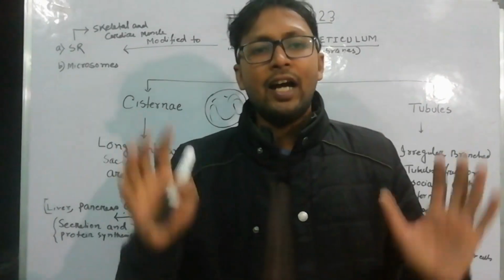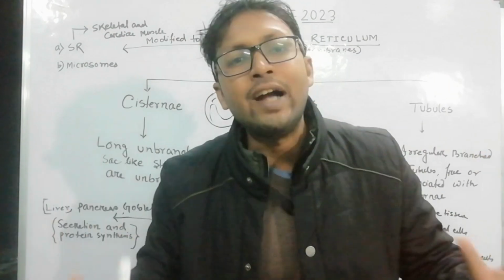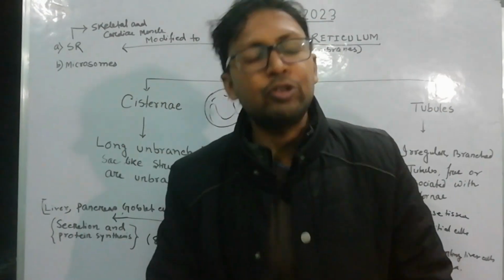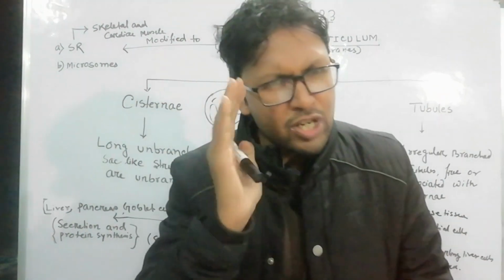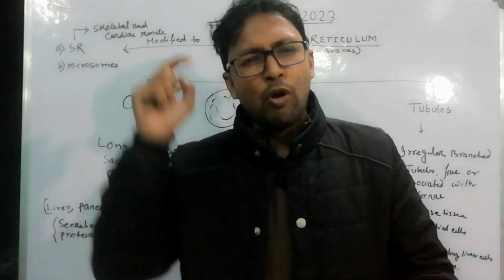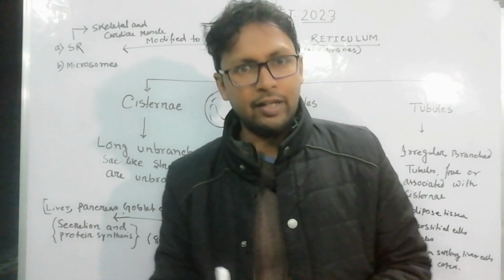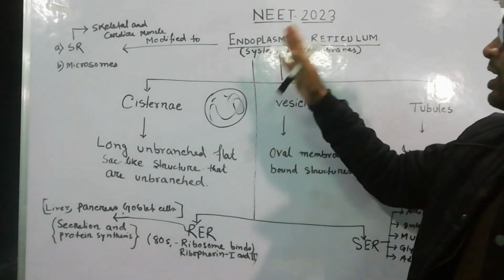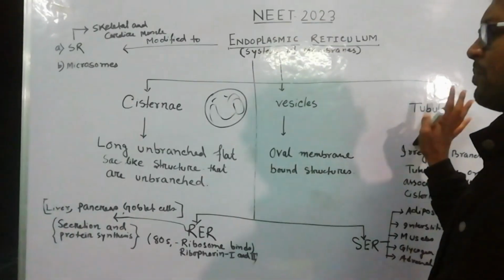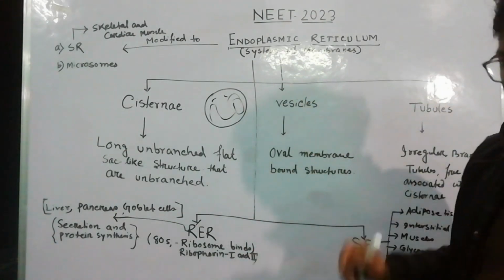So let's start with the endoplasmic reticulum, the major points of NCERT from where questions are asked, the most important points of NCERT from which the NEET questions are actually made. So let's start. First we will see the NEET endoplasmic reticulum. It has three parts: cisternae, vesicles and tubules.